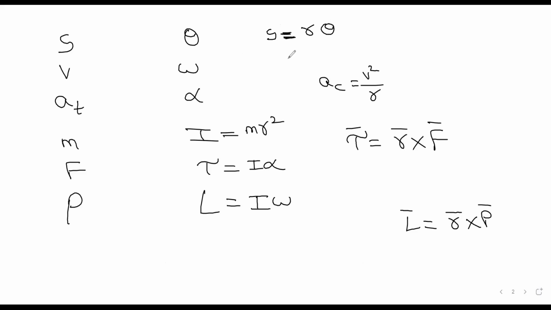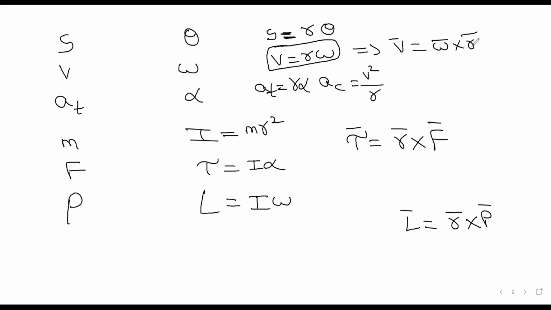Now the relation between v and omega: v equals r omega. Tangential acceleration and alpha: a equals r into alpha. And v equals r omega is the magnitude. In vector form, v equals omega cross r. But we will use v equals r omega in many cases, because they are undergoing circular motion. Always omega and r are perpendicular to each other in circular motion.